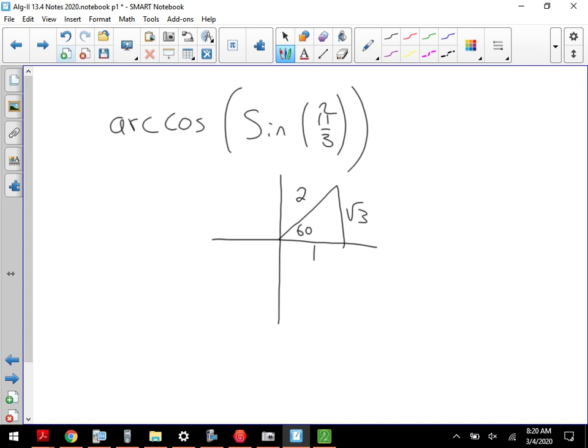Now you've simplified that innermost parenthesis. The question then becomes arc cosine, or if you want to think of it this way, cosine inverse of √3 over 2. What angle has a cosine then of √3 over 2?